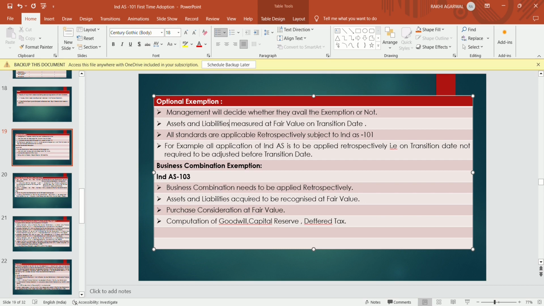So, for example, all application of Ind AS is to be applied retrospectively, that is on the transition date, not required to be adjusted before the transition date. Transition date के पहले कोई adjustment का दरकार नहीं है.